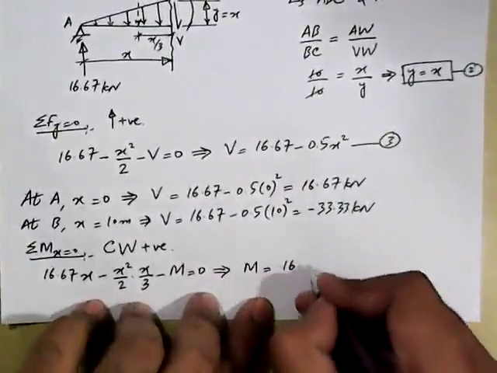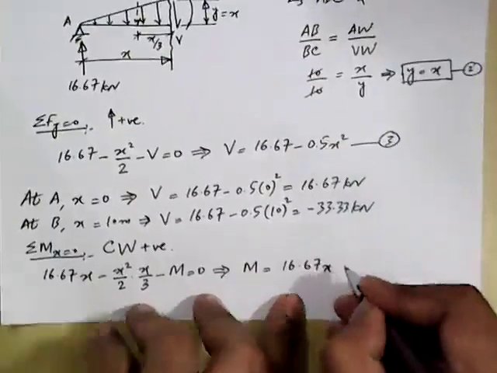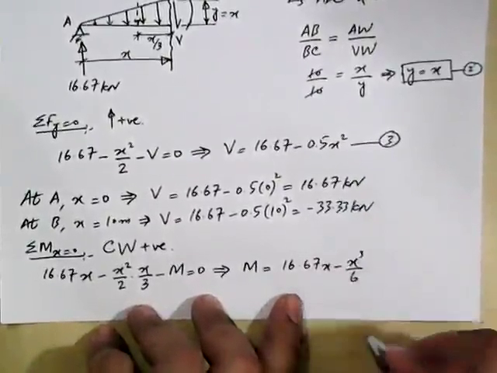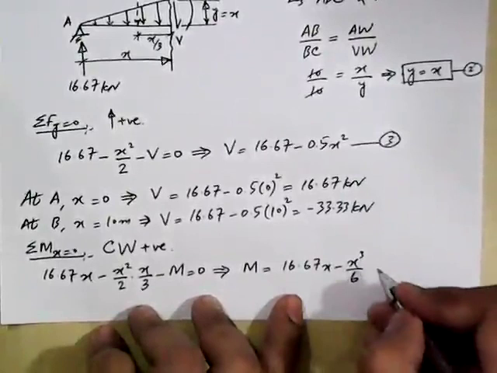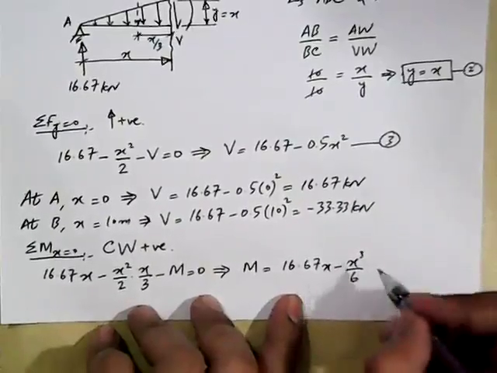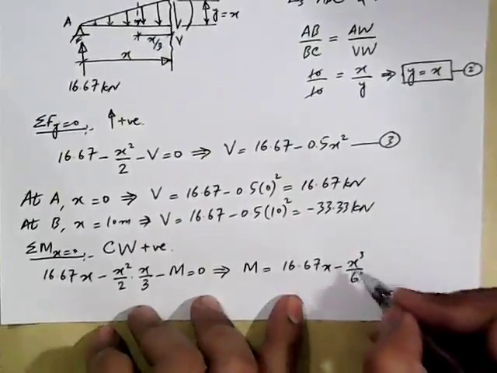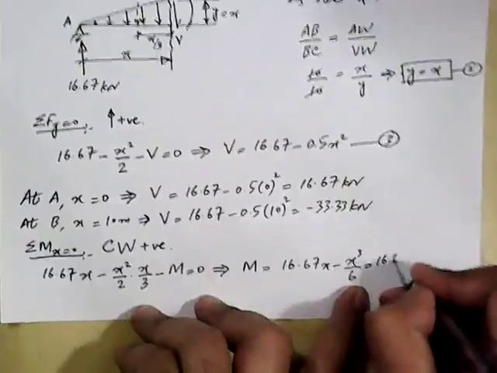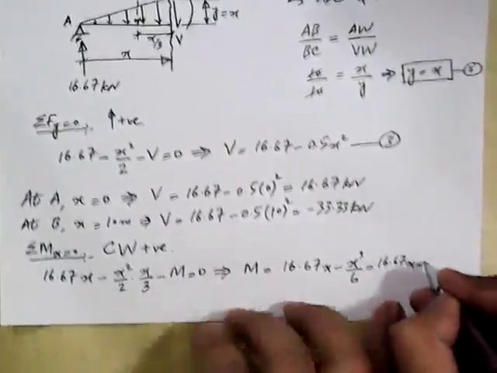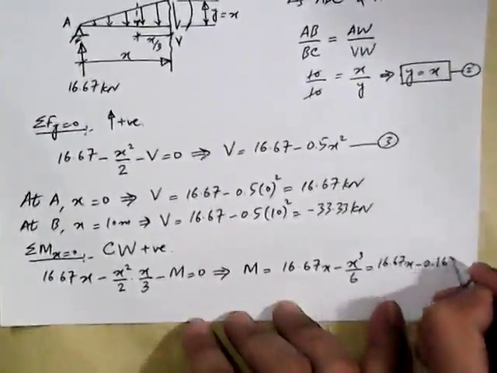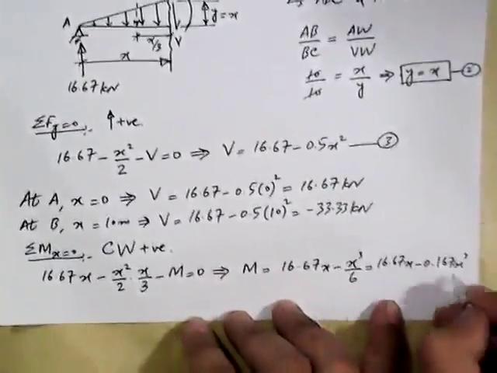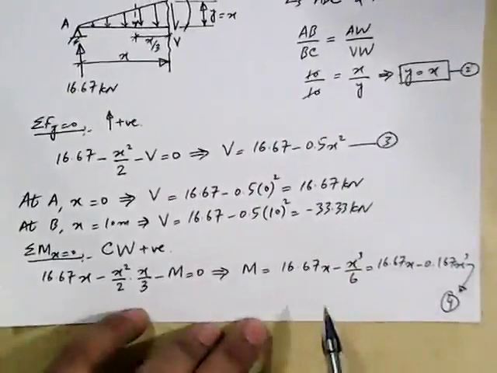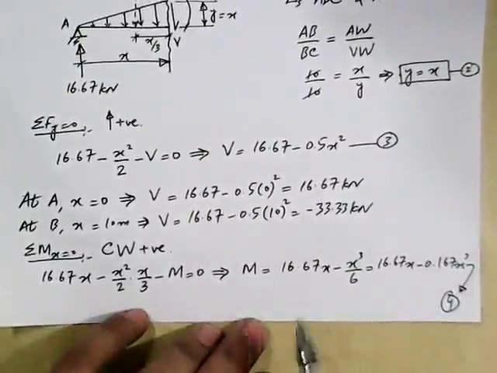16.67x minus x cube over 6. This is the equation of bending moment for portion AB, right? If you want, you can simplify this further: 16.67x minus 0.167x cubed, and we can call this equation number 4. So this equation is showing the bending moment variation in portion AB.